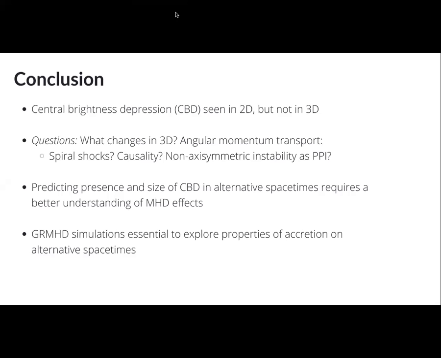So this is the current state of the project, and well, the question is what happened? What has happened in this case? What changes in 3D with respect to 2D? So evidently there is some mechanism of angular momentum transport that is probably not the MRI, because according to the rotation velocity profile, it should be suppressed. But there can be still other mechanisms that produce this transport. One can be spiral shocks, or a non-axisymmetric instability such as the Papaloizou-Pringle one.